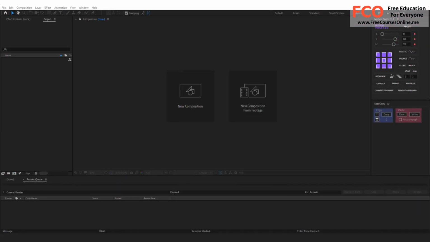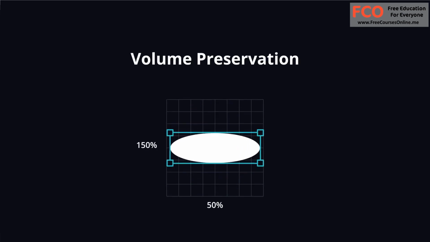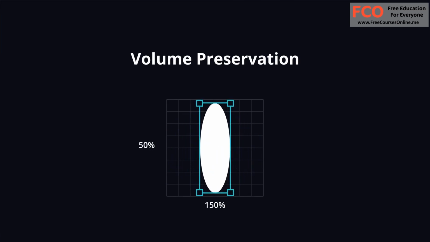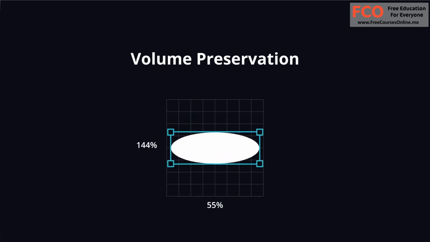Squash and stretch is the principle that enables you to control the weight of an object and its density, to make it solid as a stone or soft as a rubber ball. All this applies to both simple and complex objects. Don't forget to maintain the volumes. If you stretch an object's height, you should equally squash its width, and vice versa. It's not a strict rule, but it works great when you have to create realistic animations.